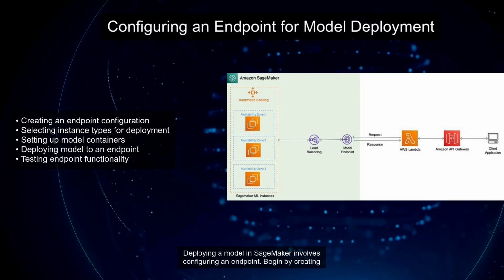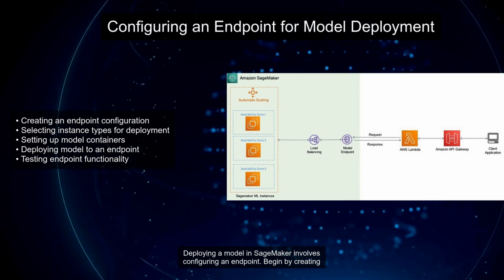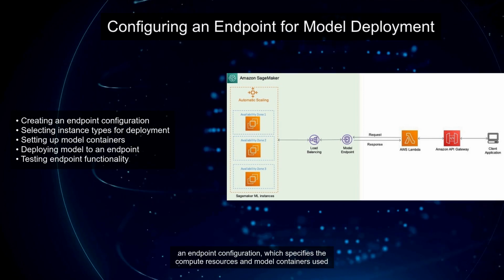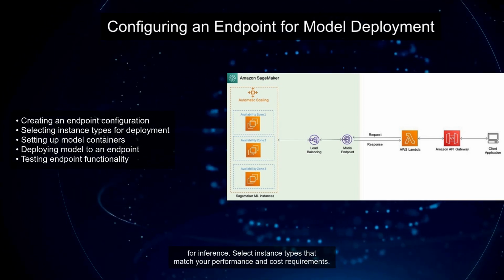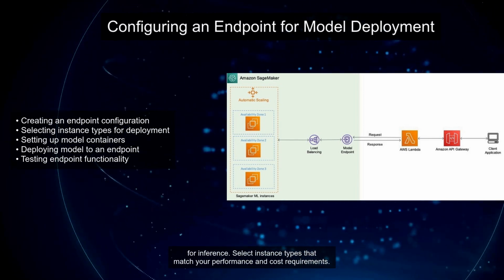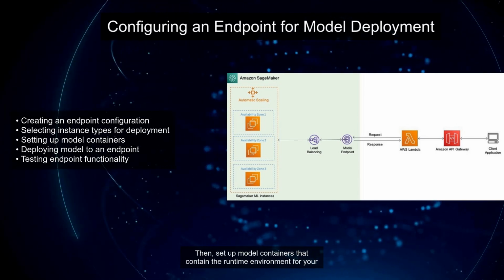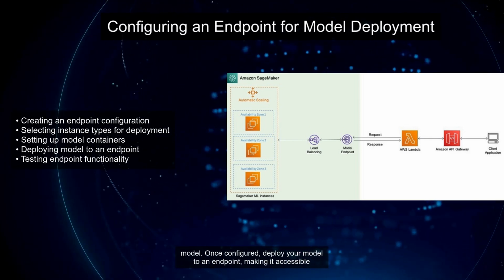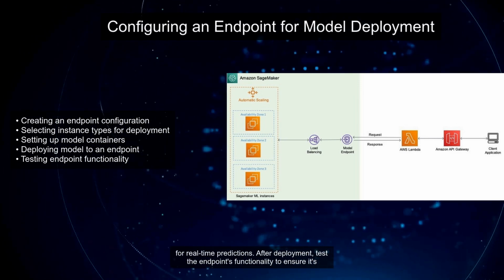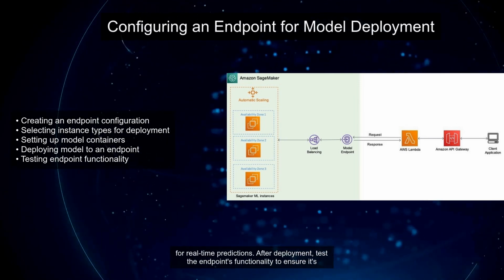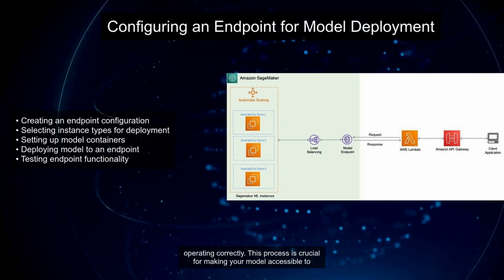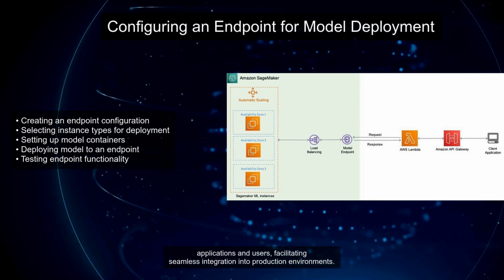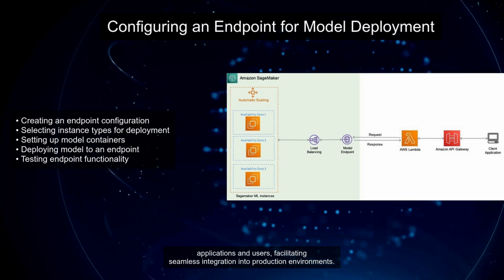Deploying a model in SageMaker involves configuring an endpoint. Begin by creating an endpoint configuration, which specifies the compute resources and model containers used for inference. Select instance types that match your performance and cost requirements. Then, set up model containers that contain the runtime environment for your model. Once configured, deploy your model to an endpoint, making it accessible for real-time predictions. After deployment, test the endpoint's functionality to ensure it's operating correctly. This process is crucial for making your model accessible to applications and users, facilitating seamless integration into production environments.